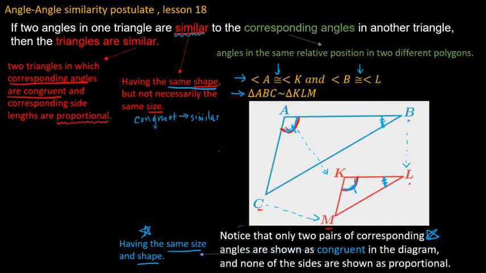So notice here that only two pairs of corresponding angles are shown as congruent and none of the sides are shown as proportional. So we don't necessarily know anything about the sides. Again, if this is the only information you had about your two sets of corresponding angles, that's enough to prove similar triangles.